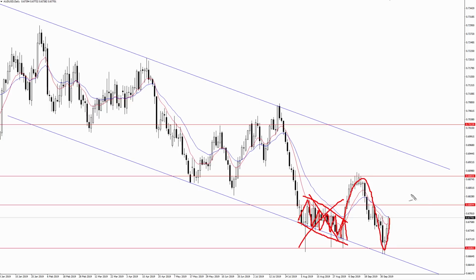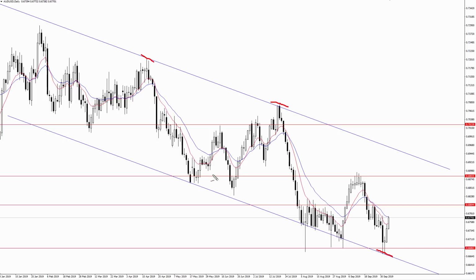So again, buyers or sellers are really just trying to figure out where they want to take this thing. And this is when I like to stand aside. However, last week's price action did something interesting. Not only did the pair come back here and retest this descending channel support.